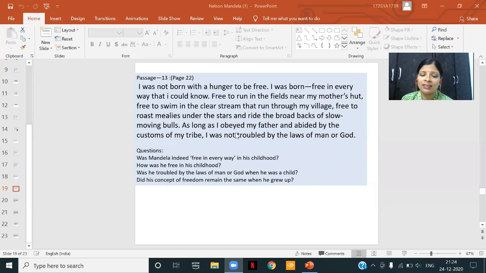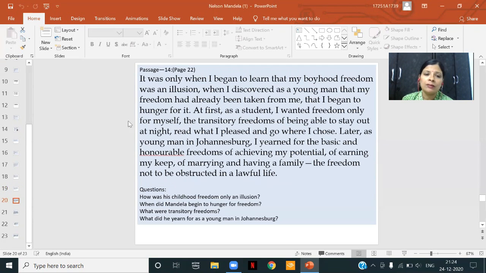And he enjoyed all this as long as he obeyed his father and abided by the customs of his tribe. Nobody objected to his freedom. Okay. And his childhood was blissful with happiness.